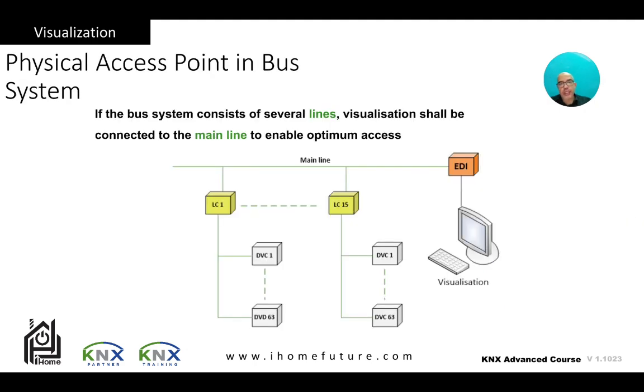Okay, now let's say I have in my topology more than one line, or maybe more than one area. Where should I put the visualization server or visualization software? Okay, it is recommended to put it in the main line if you have more than one line. If you have more than one area, then put it in the backbone line. Why should I have that?